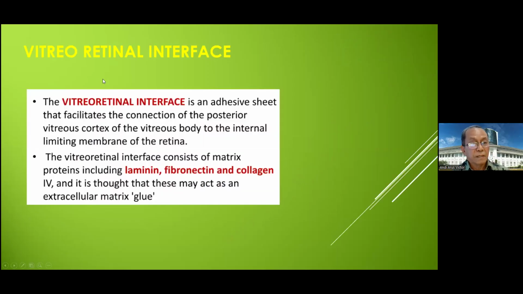As we know, the vitreoretinal interface is an adhesive sheet that connects the posterior vitreous cortex of the vitreous body to the internal limiting membrane of the retina, and it consists of laminin, fibronectin, and collagen types 4 to 9, which act as an extracellular matrix glue.